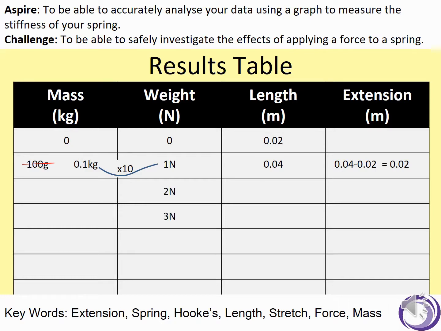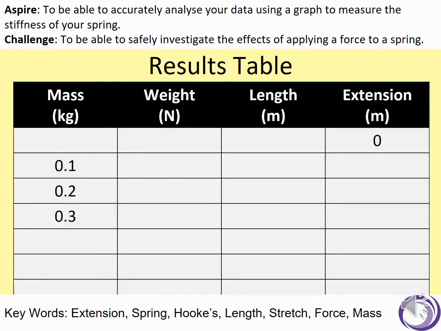Now we can continue to add slotted masses and increase the number of newtons, and we will be going to 5 or 6 newtons. So here is a simplified version of the table with the calculations removed. And let's just add a little bit of detail and help for you so that you can get a good copy of this. You can see how the mass converts to weight.